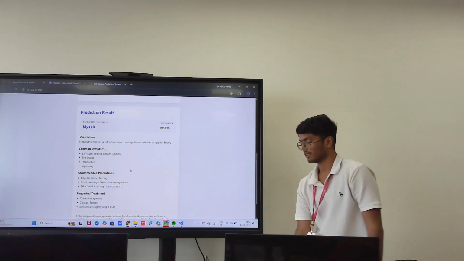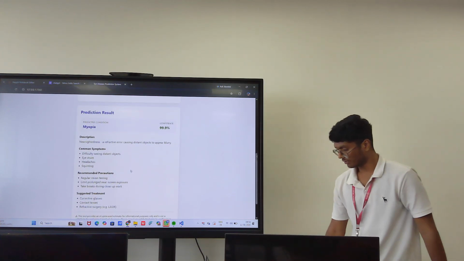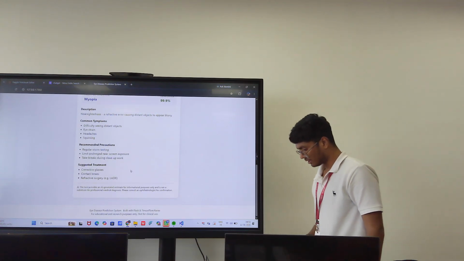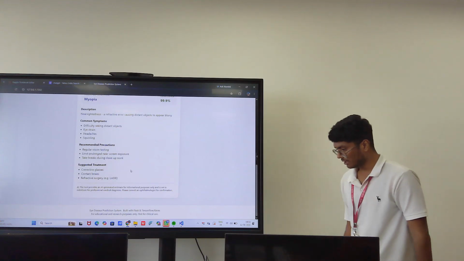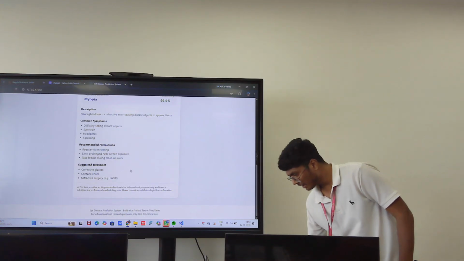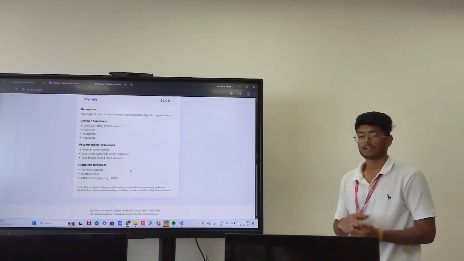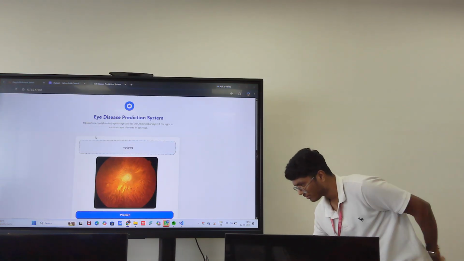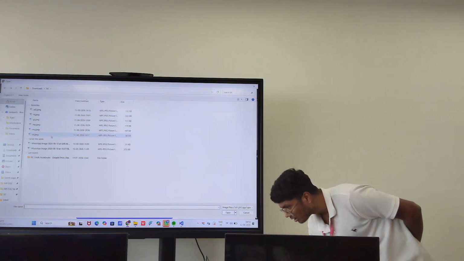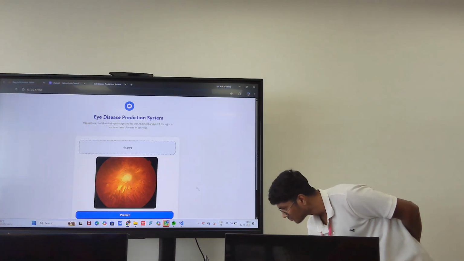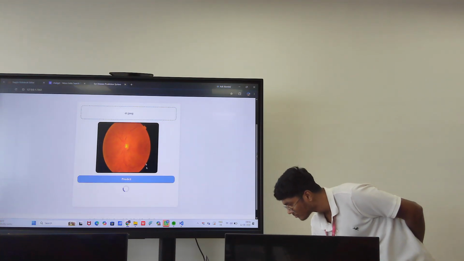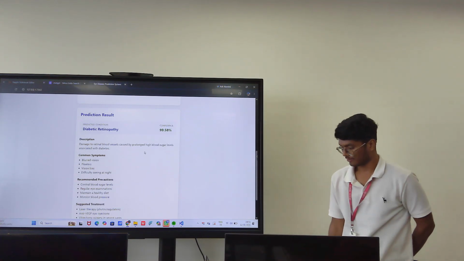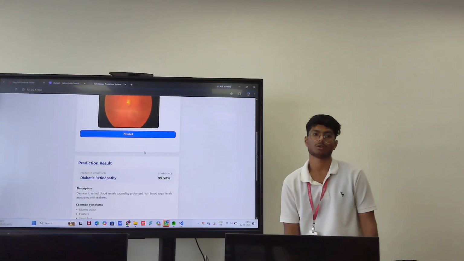It has correctly predicted myopia with a 99% confidence score. It also gives a description of myopia and common symptoms like difficulty seeing distant objects, eye strain, headache, and squinting, and it also gives recommended precautions and suggested treatment. You can also upload a different image. It has correctly identified diabetic retinopathy. This is my model. Thank you.